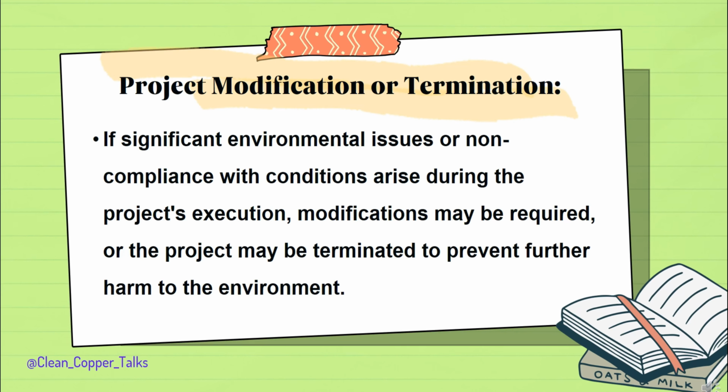So after environmental clearance has been granted, if down the line, some years or some months later, it is found that the project or the processes in the industry are not following up with the recommendations made, or with the modifications which are required, then there has to be a modification of the project, or even in the worst case there can be termination of the project.